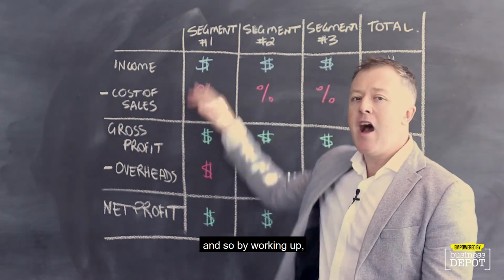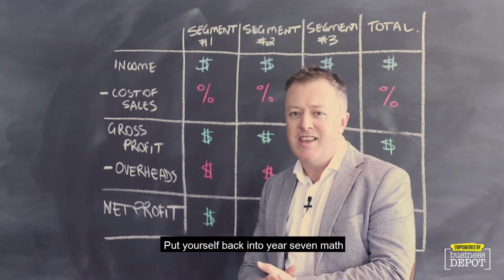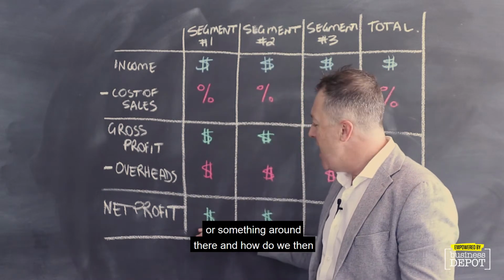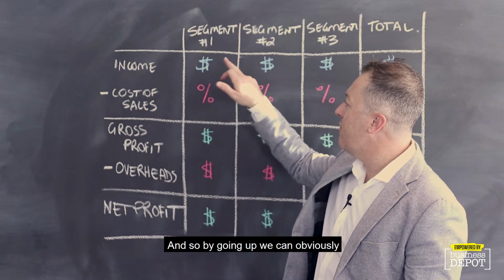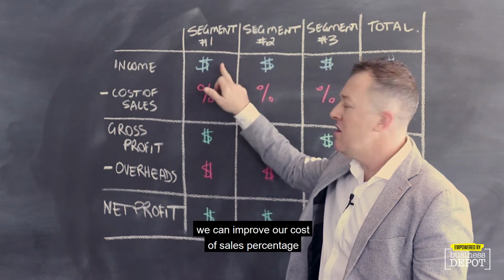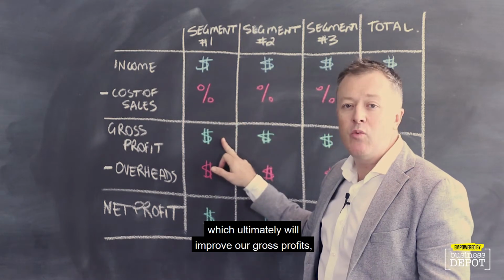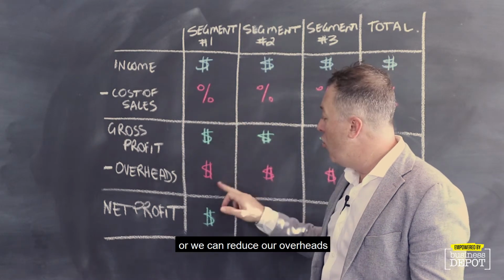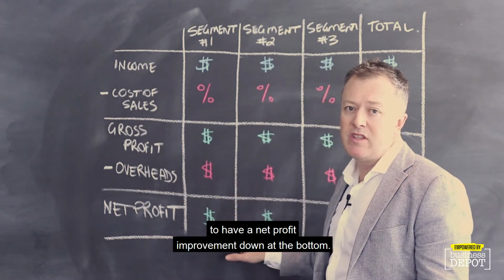And so by working up, we can then apply formulas, use a bit of algebra, put yourself back into year 7 maths or something or other. And how do we then work out how to improve this? By going up, we can obviously add more to the top line. We can improve our cost of sales percentage, which ultimately will improve our gross profit, or we can reduce our overheads to have a net profit improvement down the bottom.